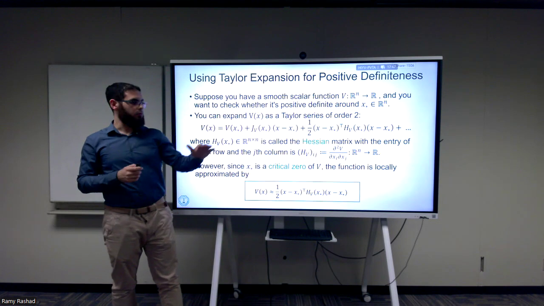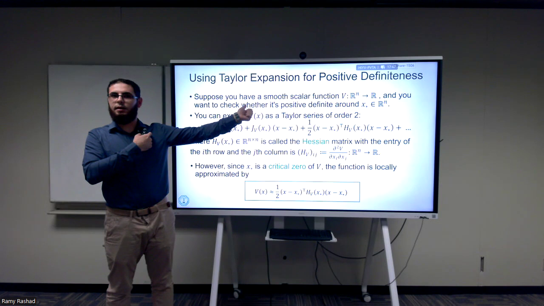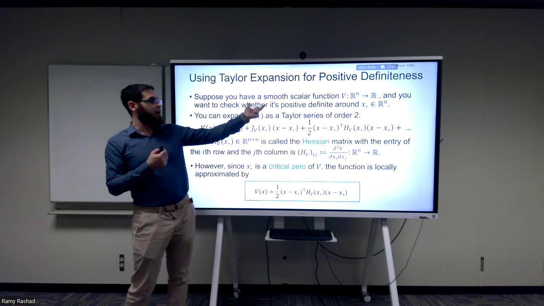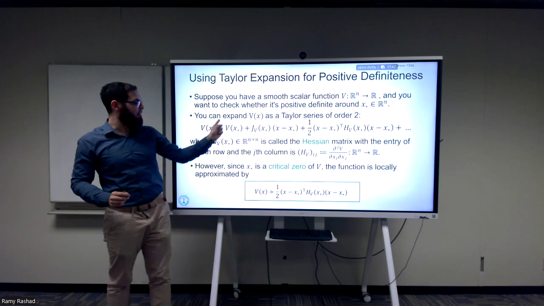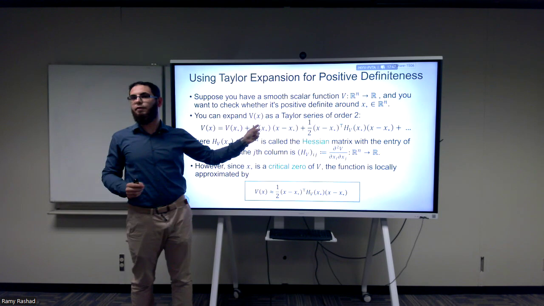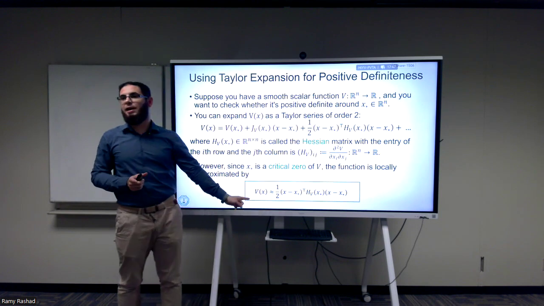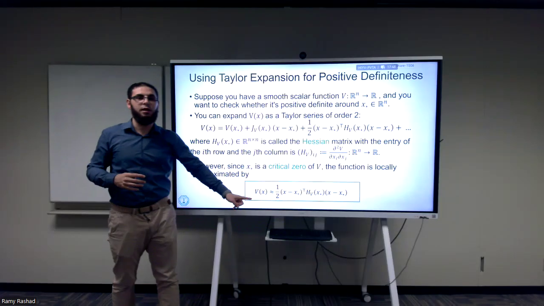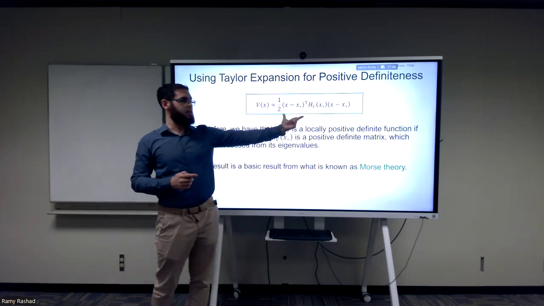Why is all of this important? Because of the simple result I showed you earlier, if we want to check whether V of x is positive definite around some point, then we know that V of x star is 0. We know that the Jacobian at x star is also 0 because it's a critical point. Then in the end we can approximate this function, no matter how nonlinear it is, no matter how scary it looks, simply by the Hessian. What does this remind you of? What does this look like?